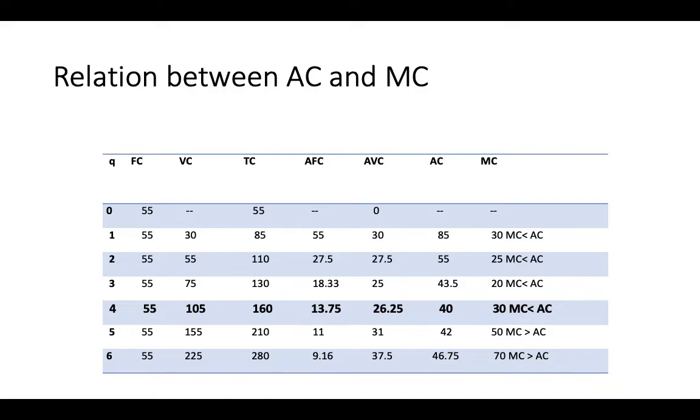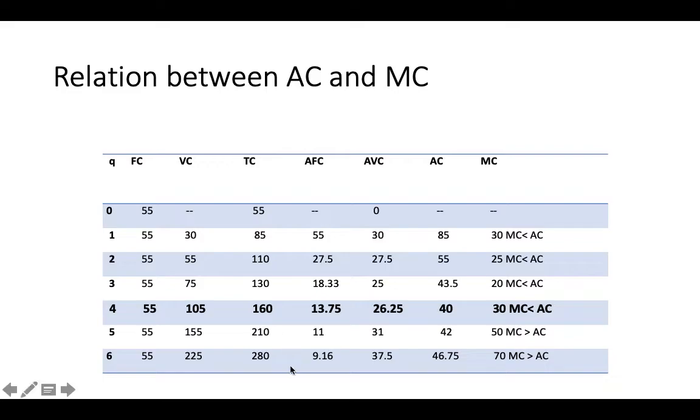We start with the first unit of output. Average cost is 85, marginal cost is 30. This means that marginal cost, or the additional cost, is lower than the average cost. So the producer increases the output. At the second level of output, marginal cost is 25, average cost is 55. Again, marginal cost is less than average cost. So it moves to the third level of output. Again, marginal cost is 20, which is less than average cost, which is 43.5. So the producer again increases production by one more unit.